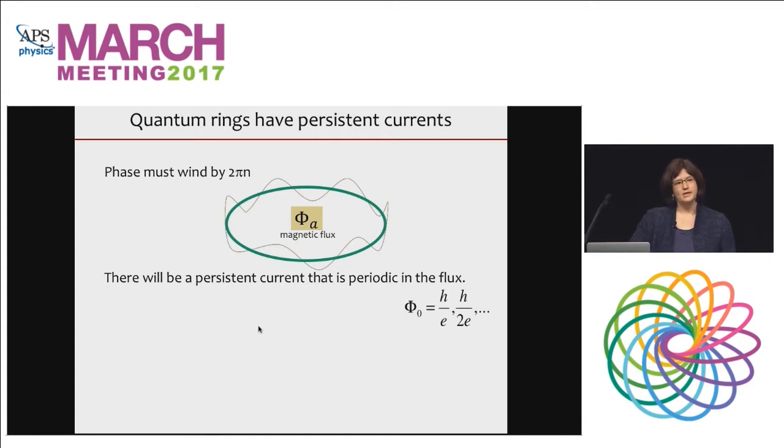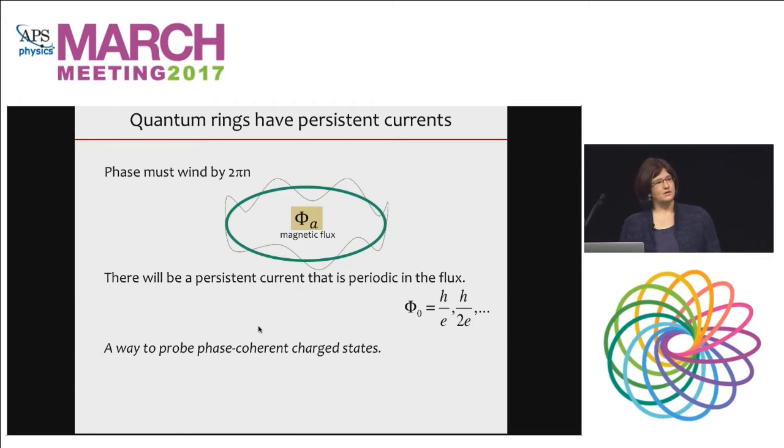And that period, again, could be h over E, or it could be h over 2E, or it could be something else. And whatever that period is will probably be very interesting. This is a really, really great way to probe phase-coherent quantum states. And it's not just the periodicity of the persistent current that tells you about the states, but also the magnitude of the current and how the magnitude of the current depends on all kinds of features: how it depends on temperature, magnetic field, beyond the flux quantum dependence, how it depends on disorder, how it depends on microwaves in your system, all the different things that it can depend on.